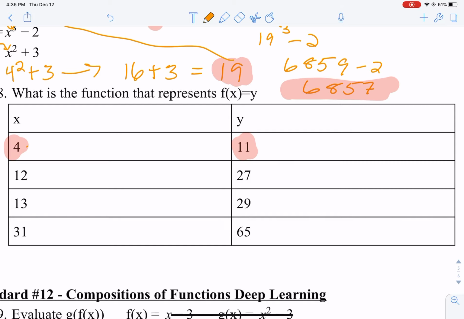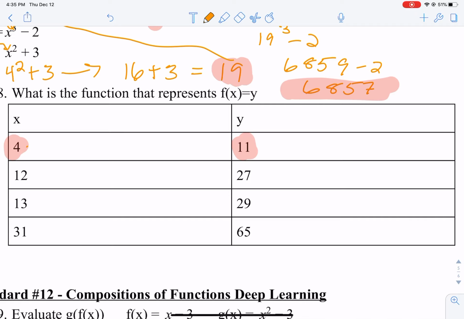Well, there are lots of different ways, right? It could be add 7. So you might think the function is add 7. But it has to work for all of them. So if I add 7 to this, 12 plus 7 is 19. That's not 19. 13 plus 7 is 20. That's not 20. So it doesn't work. So add 7 is not right. All right, we know add 7 is wrong.